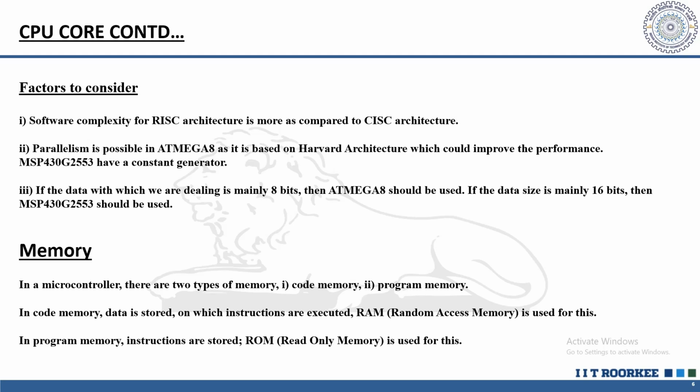Now, the memory comparison. In a microcontroller, there are two types of memory. One is the data memory, and another one is the program memory. Data memory stores the data on which instructions are to be executed, and RAM is used for this. And in the program memory, instructions are stored, and ROM is used for this.